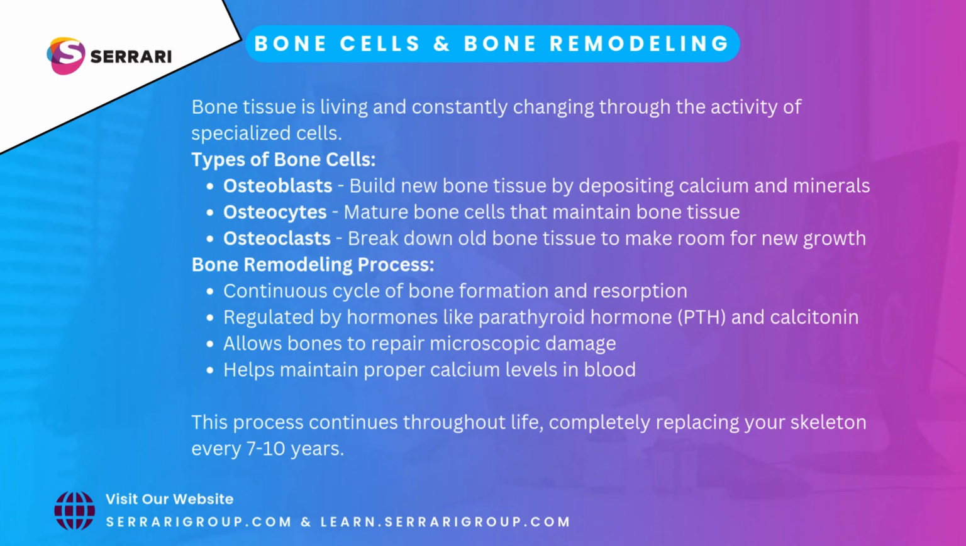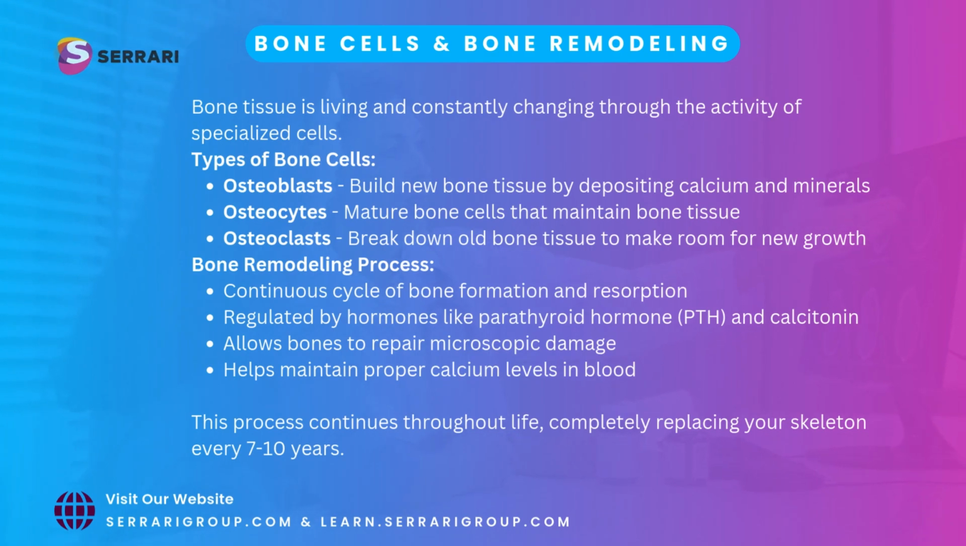Bone remodeling process: a continuous cycle of bone formation and resorption. Regulated by hormones like parathyroid hormone, PTH, and calcitonin. Allows bones to repair microscopic damage. Helps maintain proper calcium levels in blood. This process continues throughout life, completely replacing your skeleton every 7 to 10 years.